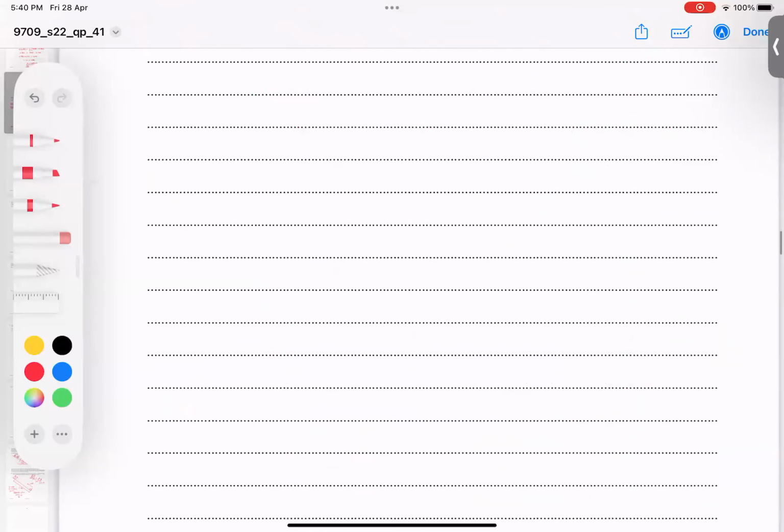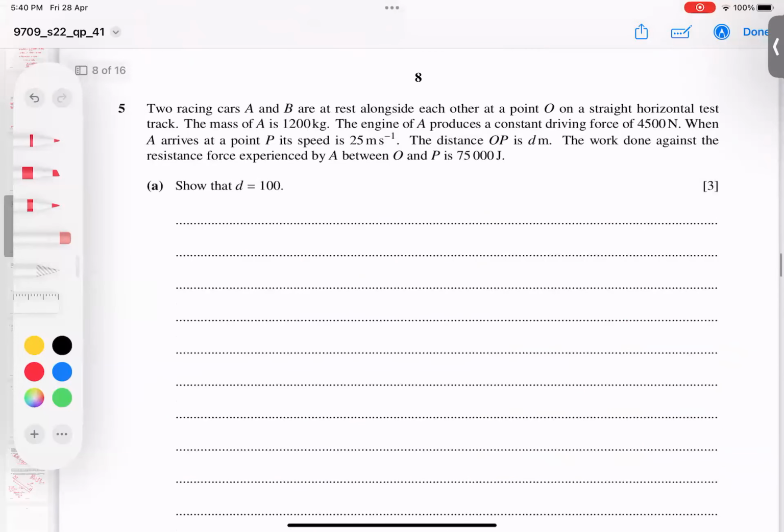So let's go for the next question. In this question, the two racing cars, A and B, are at rest. It means starting speed 0, and they are at each point O on a straight horizontal test track, and the mass of A is 1200 kilograms. So I just mark the A mass. The engine of A produces a constant driving force.